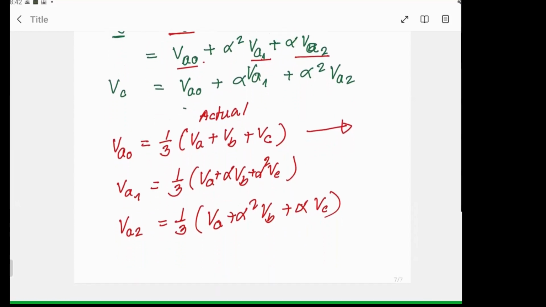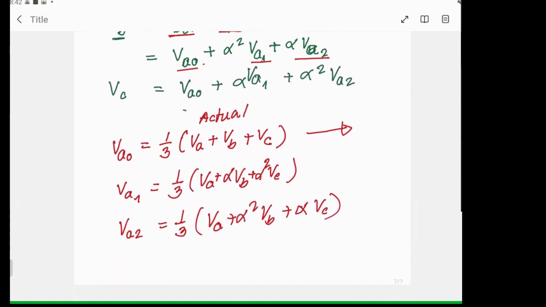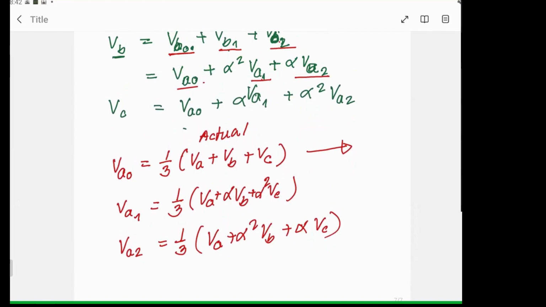Similarly, I have written only one phase's symmetrical components, for phase A. I can write down the symmetrical components for phase B and phase C in the same way. I don't actually need to do the calculation, because they have the same magnitude as the phase. You can see the terms are just the same, just swapped around, like VA2.